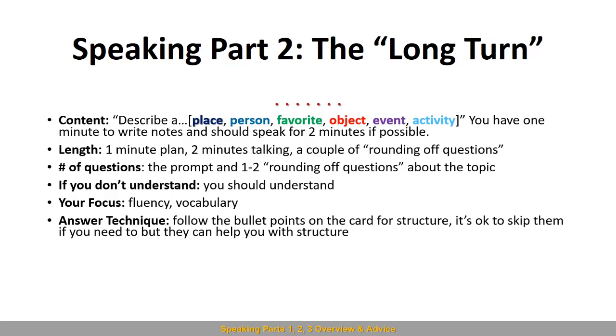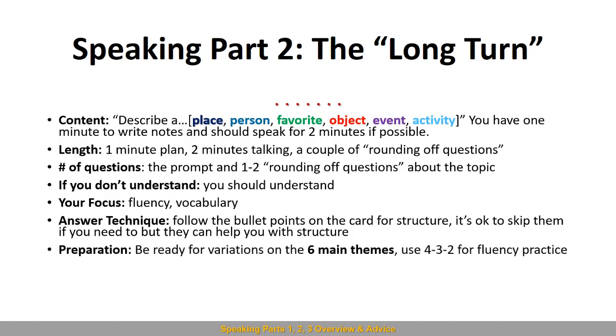The answer technique here is I recommend trying to follow the bullet points on the card for structure. It's okay to skip the bullet points if you need to. You don't need to answer all the questions on the card, but it helps give you structure and ideas for what to talk about. If possible, it's also nice to add a small story in there to make the time a little bit longer, if you have a good story about the topic.